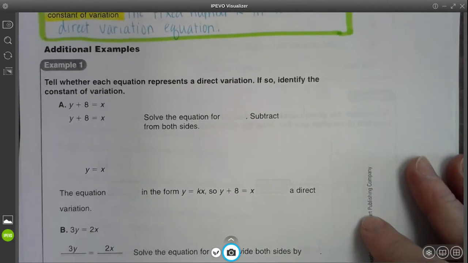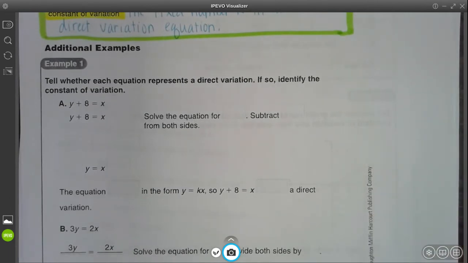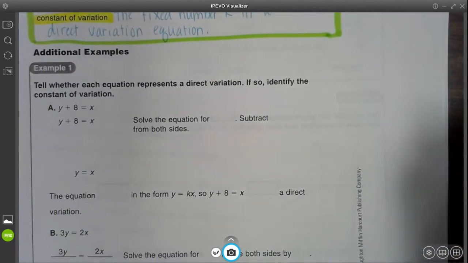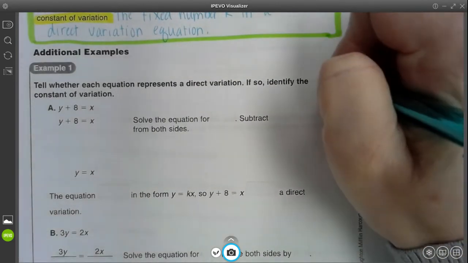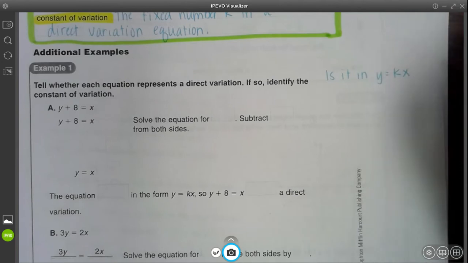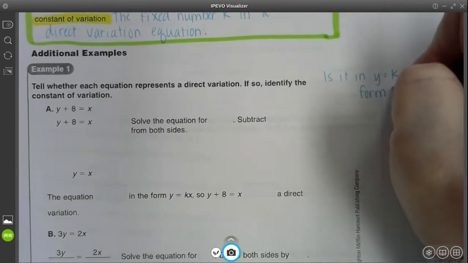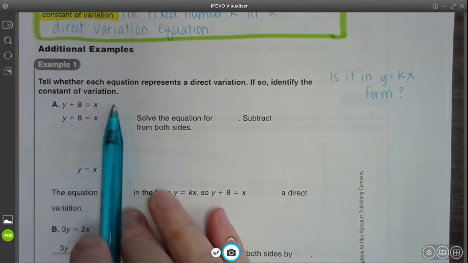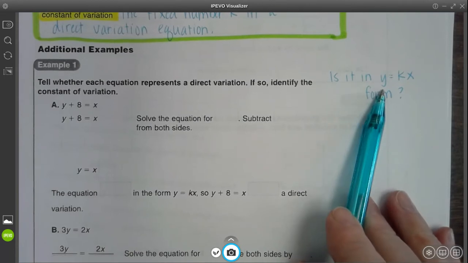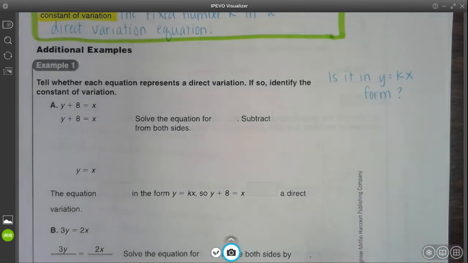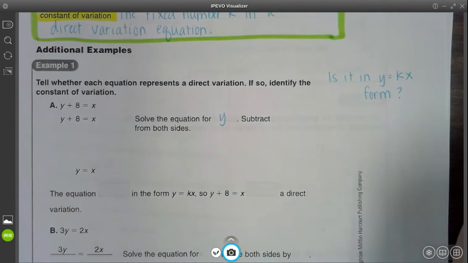Okay, so the first part says, tell whether each equation represents a direct variation. If so, identify the constant of variation. So again, in order for it to be in direct variation form, we need to ask ourselves, is it in y equals k times x form? If it's not in that form, because I see y plus 8 equals x, can I write it in this form? In order to do that, we need it solved for y. I need it to be y equals and then a bunch of stuff. So we're going to solve this equation for y.